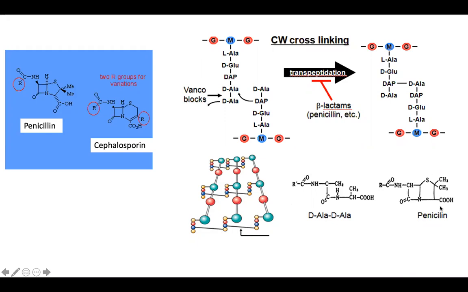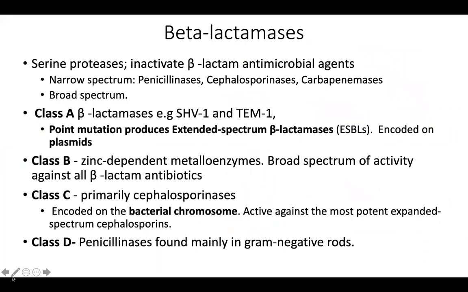So at the bottom here, you have the penicillin ring, and then you have the D-alanyl D-alanine ring. So you can see some changes which will cause the stoppage of the formation of the peptidoglycan layer. Now to your left, you have the basic structure of penicillin and cephalosporin with what we refer to as the R groups for variations.